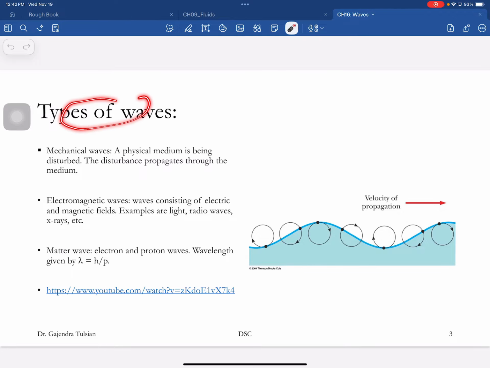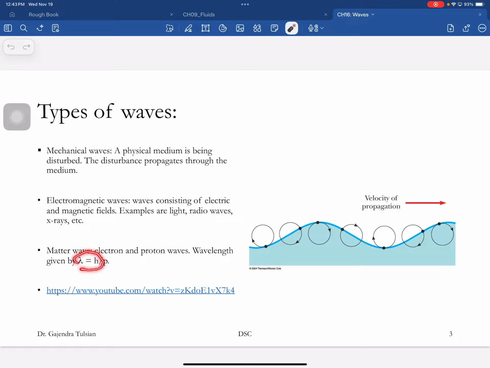So we'll talk about types of waves. Mechanical waves are waves that need a medium to travel in. Electromagnetic waves can travel through vacuum. All these are electromagnetic waves: light, radio waves, X-rays, and stuff like that. Matter waves, okay. So particles have a wave nature to them. Now, those don't carry energy, those are probability waves.